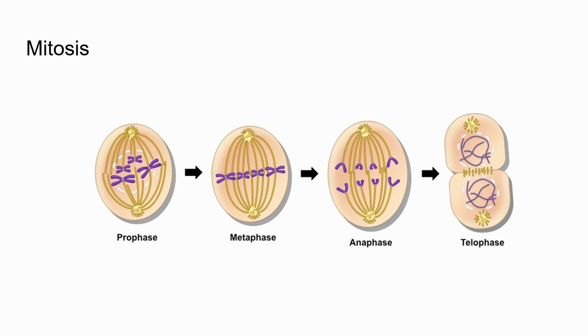Now, in the next stage, there's anaphase, in which the chromosomes split into halves and move to opposite poles, as you can see in the picture. And the last stage, telophase, is when the nuclear membrane reforms and the chromosomes decondense, and then cytokinesis, which was covered in the last slide, splits the cell into two, so that two identical daughter cells are formed.